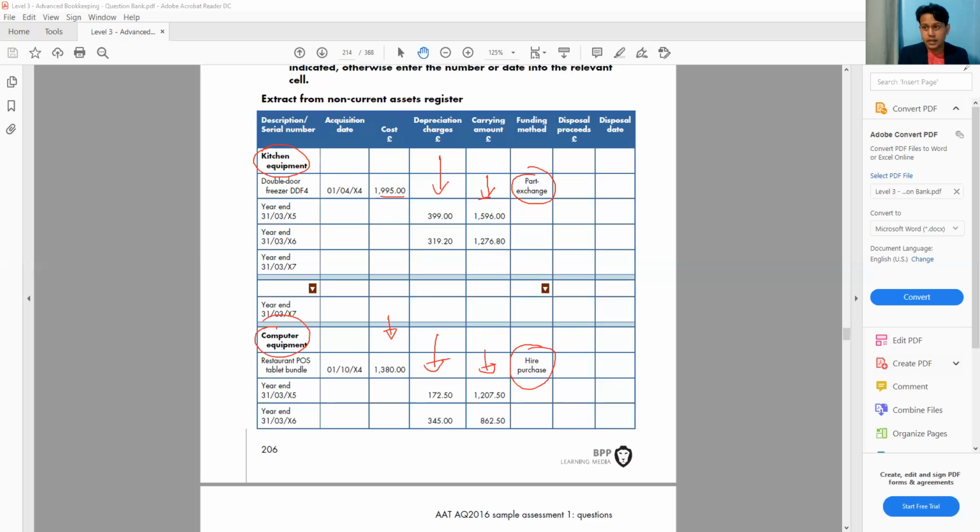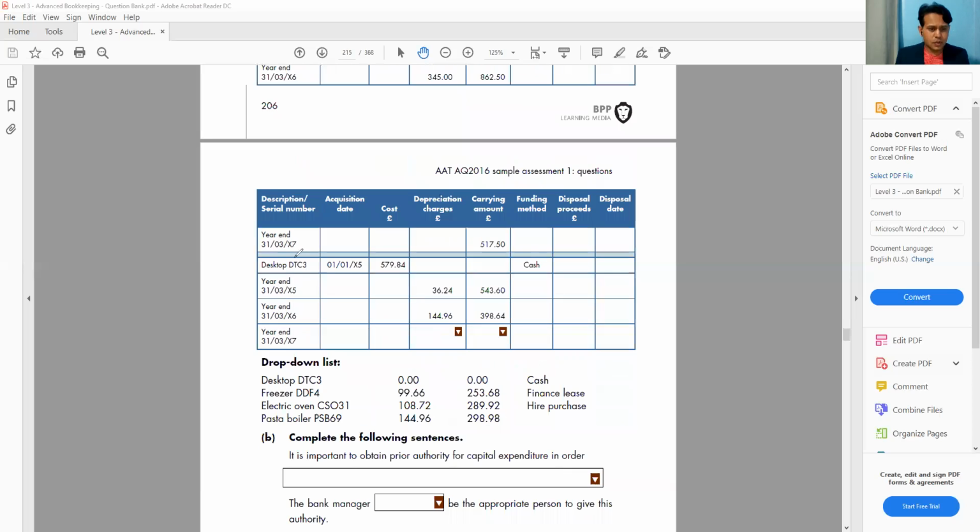So this is already in the question, already done previously. On the bottom, we have this computer that is sold, Desktop DTC3. You can see the depreciation here. We have to calculate one more depreciation and the carrying amount. After that, maybe we'll sell it. So obviously, we need to record the disposal date and the disposal proceeds, how much it is sold for.